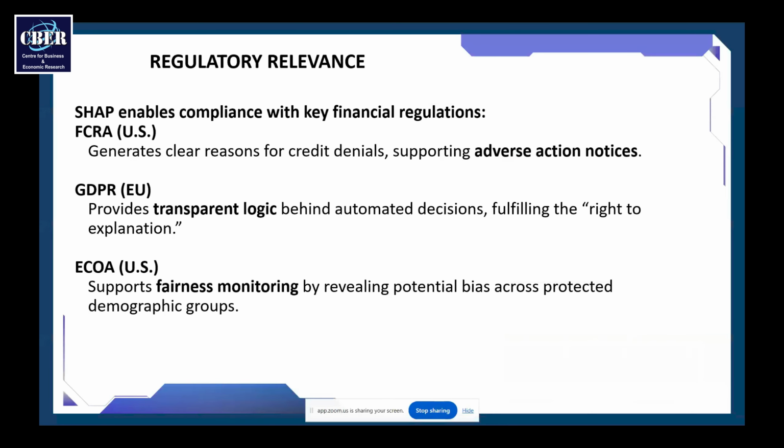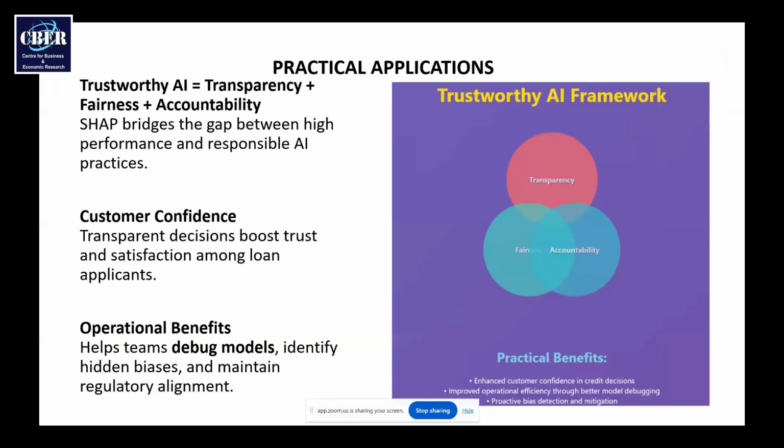So, what is the regulatory relevance? For the regulatory bodies here, the FCRA, GDPR, and the ECOA, basically, it makes the process more transparent. It makes reporting easier. When we have adverse action notices, for instance, we have a justification, we have a reason to explain to the regulatory bodies based on the SHAP model why the loan was approved or not. And this will prevent regulatory sanctions.